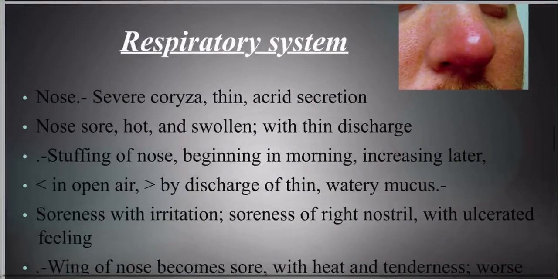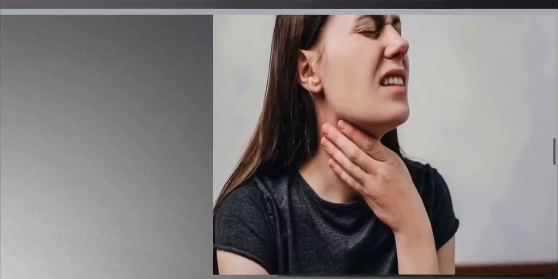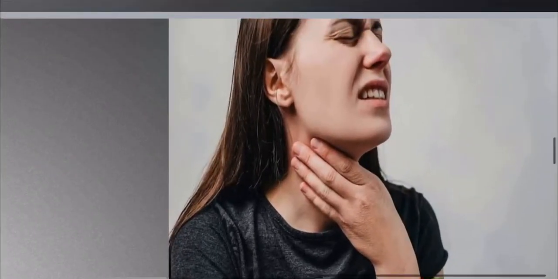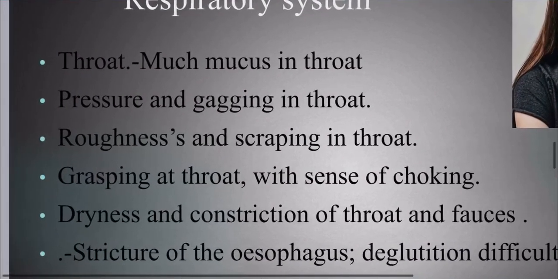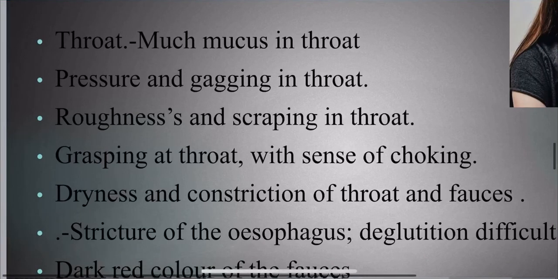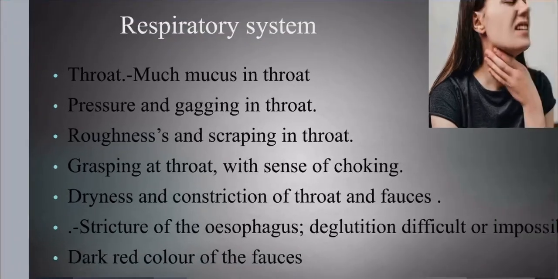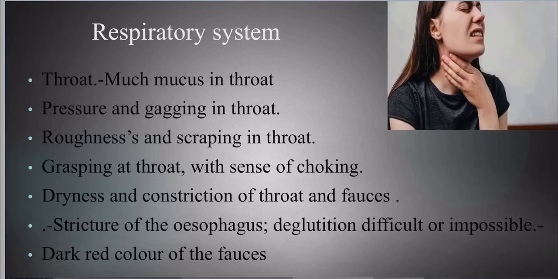Now we are going to see what happens in the throat of Naja. See what the person is going to have in the throat. There will be much mucus in the throat, pressure and gagging in the throat. So guys, the mucus content is very profuse in Naja. Roughness and scraping in the throat, grasping at the throat with a sense of choking. The person will feel as if he is going to be choked. You can see in the picture there is grasping at the throat with a sense of choking.